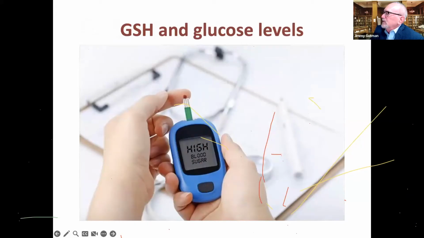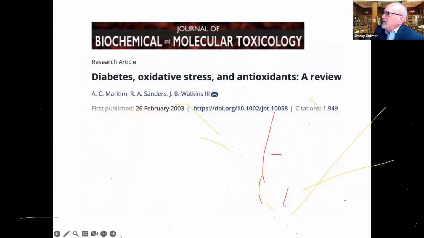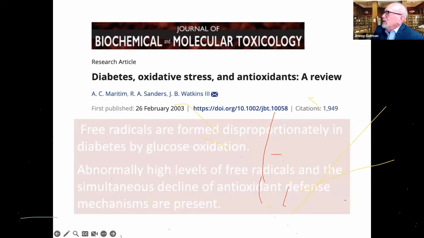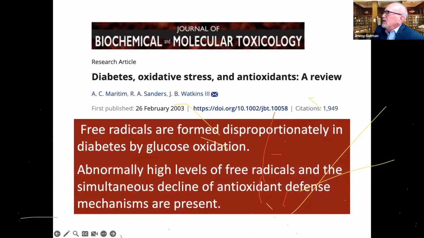Is there an inverse relation? In other words, can high glucose levels lead to low glutathione levels? This has been the subject of dozens of research studies. This review paper is from way back in 2003. And as we mentioned earlier on, diabetics have lower glutathione levels.